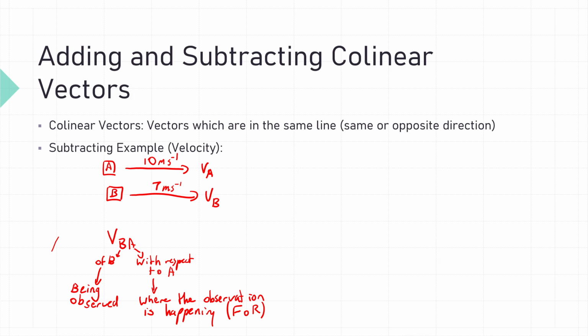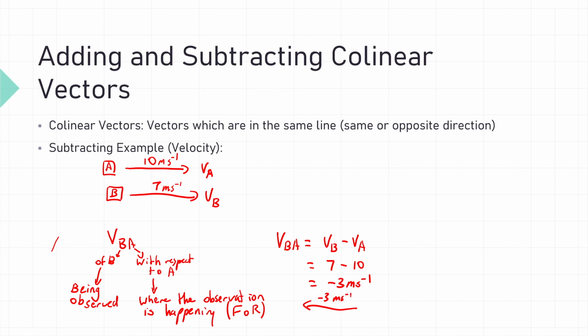So in this instance, the velocity of B with respect to A is going to be equal to vector B minus vector A. So what we will do is take vector B, which is 7, and subtract vector A, which is 10. Both numbers are positive because they're going in the same direction. We find that the velocity of B with respect to A is equal to -3 meters per second. In other words, we have a vector which goes in the opposite direction. The value is -3 meters per second.